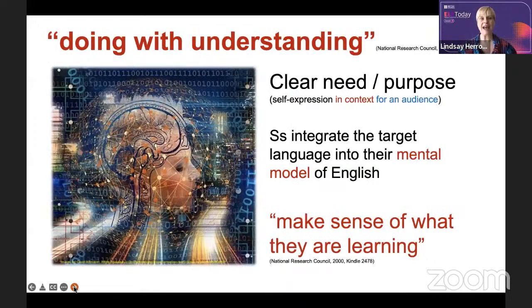Also, projects can help students do with understanding. If we look at cognitive science, doing with understanding is how learning happens. That's how learning works. So in order to do that, you need first a clear need or purpose for the learning, for the knowledge. In this case, your purpose is self-expression in context for an audience. And that helps students integrate the target language into their mental model of English and helps them make sense of what they're learning. This is how learning happens exactly.